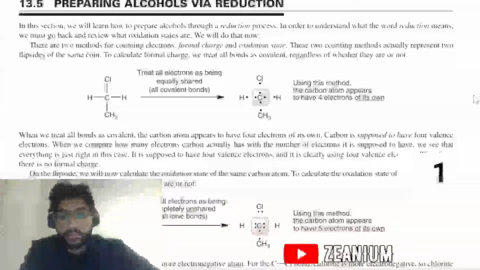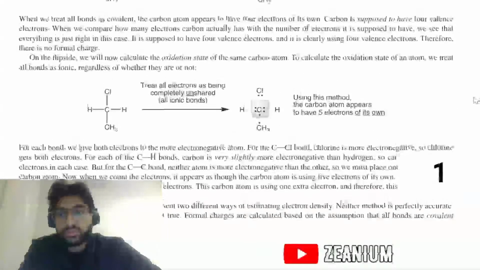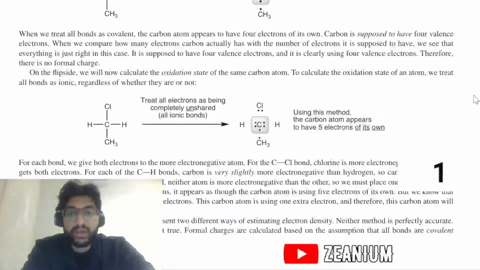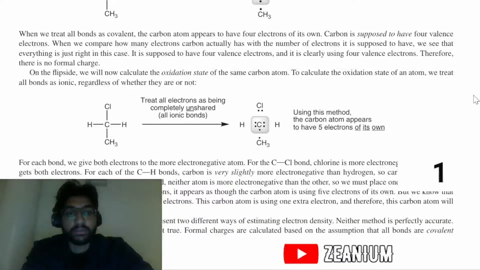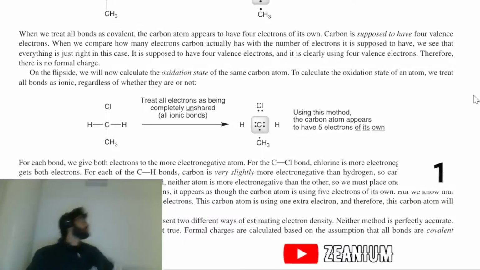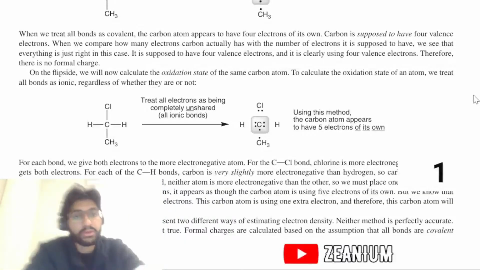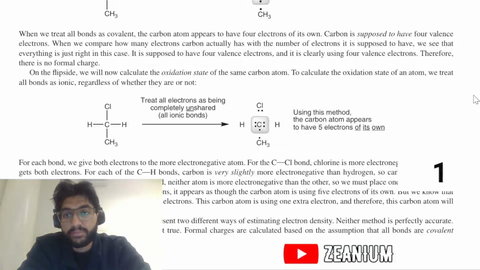When we treat all bonds as covalent, the carbon atom appears to have 4 electrons of its own. Carbon is supposed to have 4 valence electrons. When we compare how many electrons carbon actually has with the number of electrons it is supposed to have, we see that everything is just right in this case. It is supposed to have 4 valence electrons, and it's clearly using 4 valence electrons. Therefore, there is no formal charge.